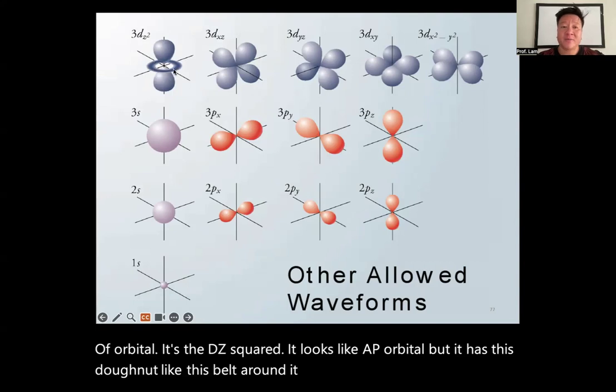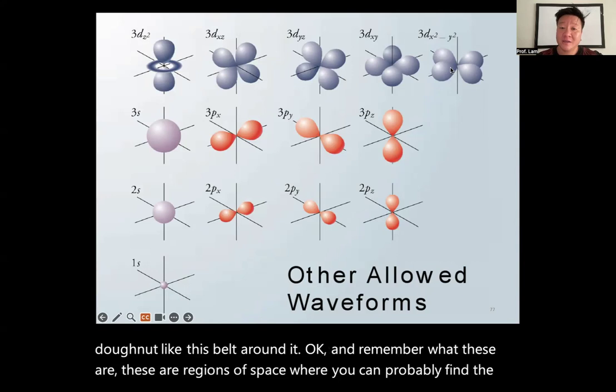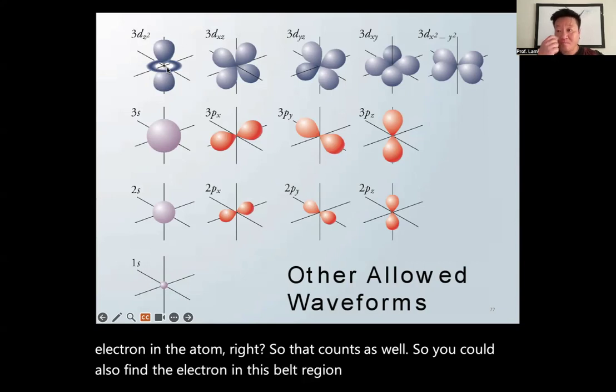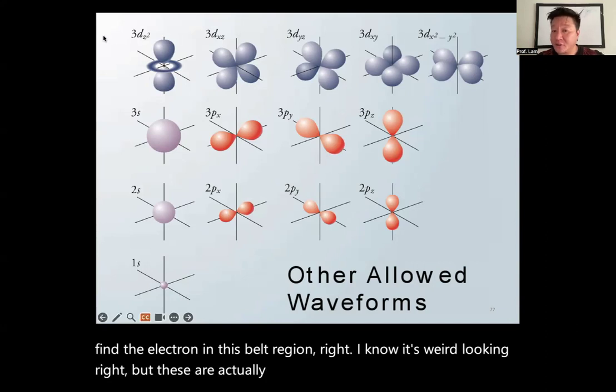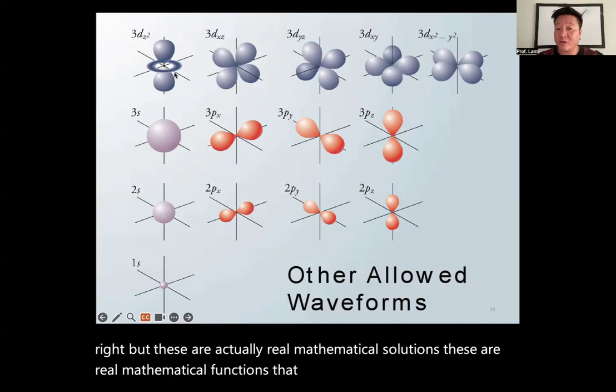Okay. And remember what these are. These are regions of space where you can probably find the electron in the atom, right? So that counts as well. So you could also find the electron in this belt region, right? I know it's weird looking, but these are actually real mathematical solutions. These are real mathematical functions that were found from Schrodinger's equation, right?